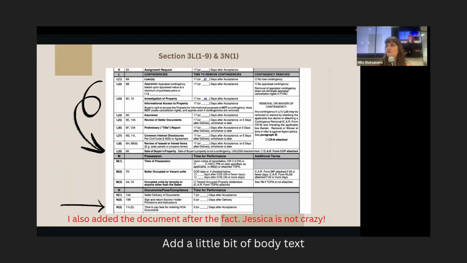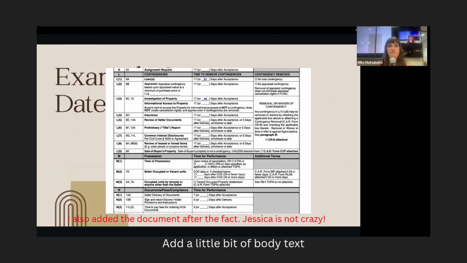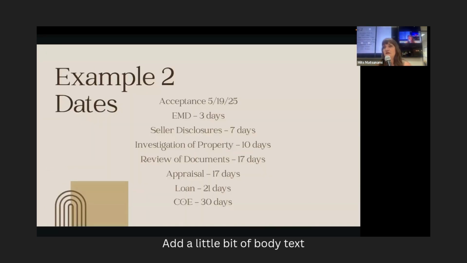Okay, again, it was supposed to be 3L and 3N, showing the contingency days where I changed them. So in this example, our acceptance date was 5/19. The EMD is 3 days. The seller disclosures are 7 days. We shortened the investigation of property to 10 days. We still left 17 days to review the documents. Our appraisal was 17 days, and then we extended the loan to 21 days. And the close of escrow again is still 30.